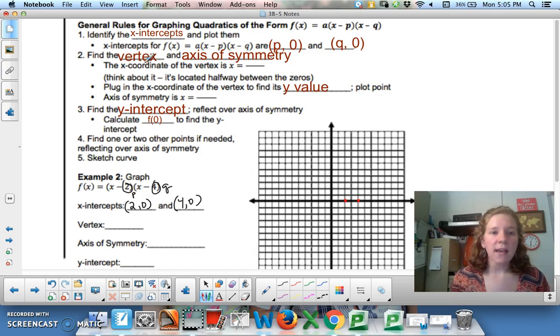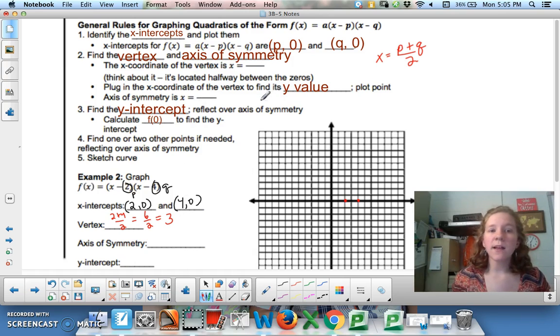Okay, my vertex, so the next step is to find the vertex and the axis of symmetry. The x-coordinate of the vertex is going to be, I'm going to write it over here, p plus q divided by 2. And we put a little note here to think about it. It's halfway between the zeros. So you're adding p and q and dividing by 2. You're finding their average, which is something you probably learned in a previous class. So for the vertex of this one, I'm saying 2 plus 4 and dividing by 2. So that ends up being 6 over 2, which is 3. So the x-coordinate of my vertex is 3.